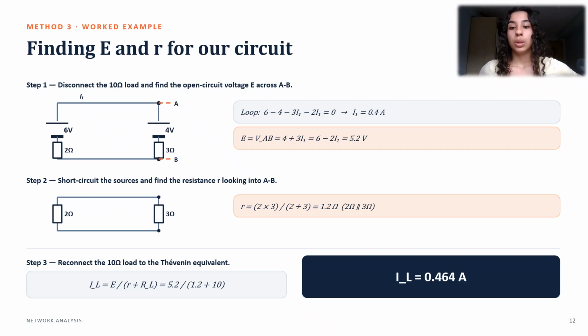Okay, then we reconnect the load, the 10 ohm load, to the Thevenin equivalent. So we find the load current using, again, V equals IR. The combined voltage we get, E, so that's 5.2 divided by the 10 plus 1.2, the combined internal resistor, we end up with 0.464 amps. Again, that's the same as what we got from the other two methods.